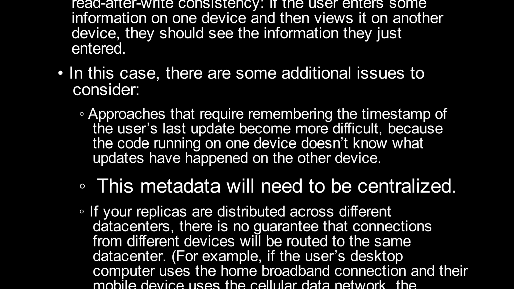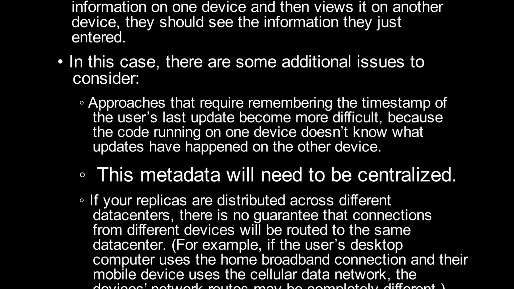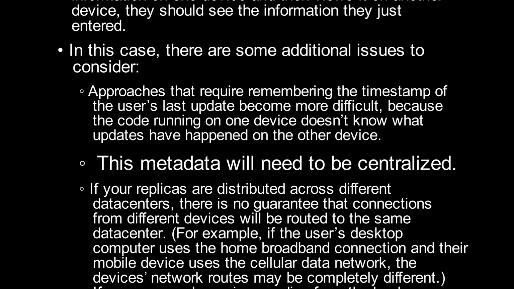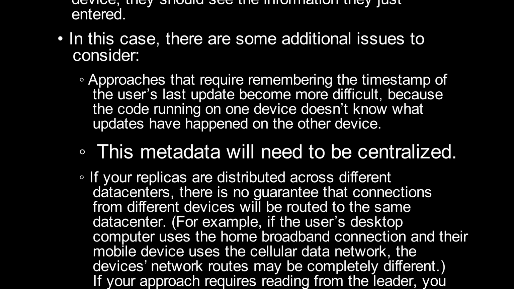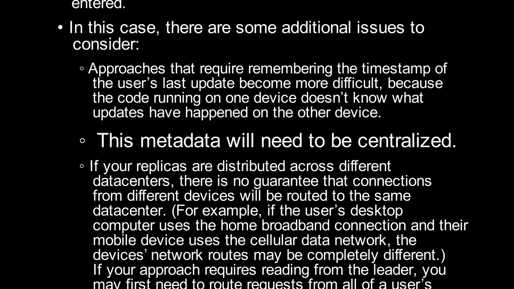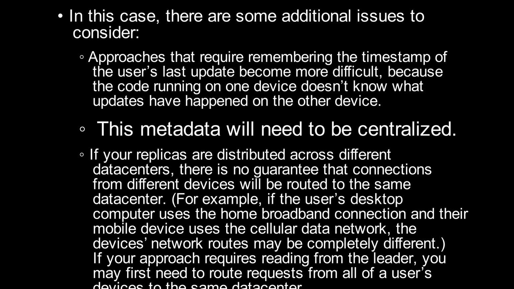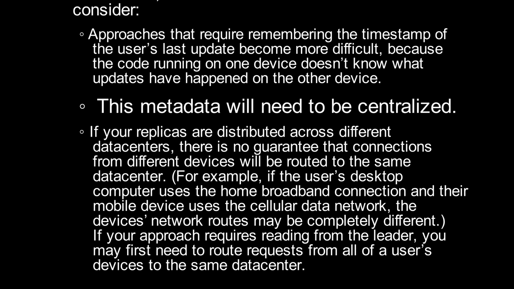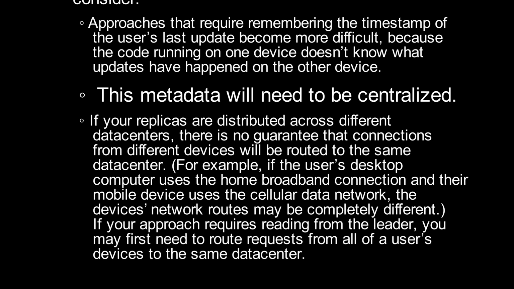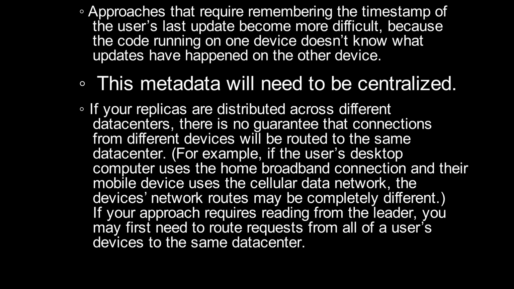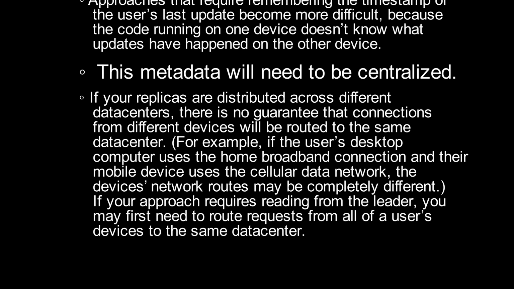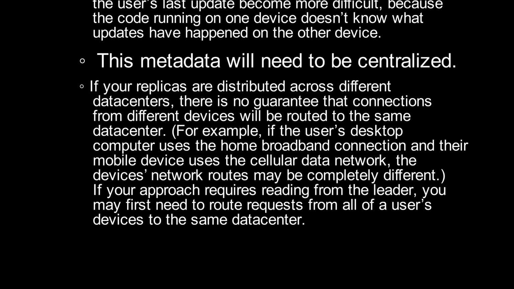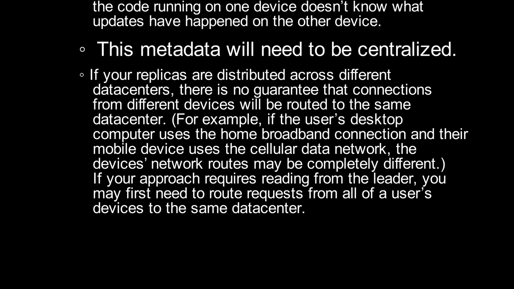If your replicas are distributed across different data centers, there is no guarantee that connections from different devices will be routed to the same data center. For example, if the user's desktop computer uses the home broadband connection and their mobile device uses the cellular data network, the devices' network routes may be completely different. If your approach requires reading from the leader, you may first need to route requests from all of a user's devices to the same data center.